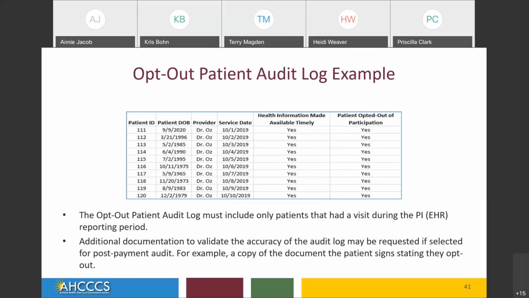Additional documentation to validate the accuracy of the audit log may be requested if selected for post-payment audit. For example, a copy of the document the patient signed stating they opt out. Please keep in mind that if you're not including opt-out patients in Measure 1 or 2, then it is not necessary to keep an opt-out patient audit log. But if you do include them for either measure, then you need to document this audit log.